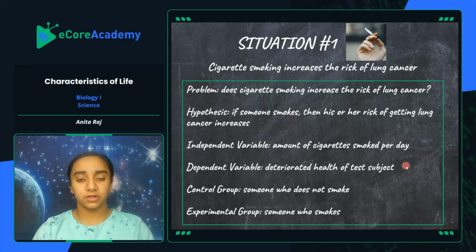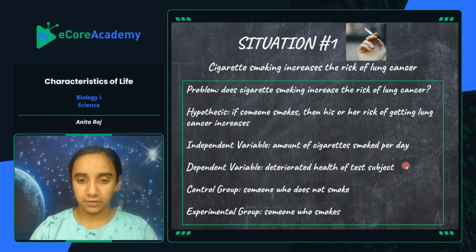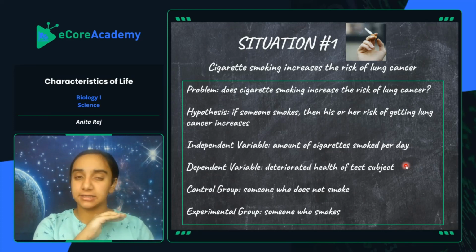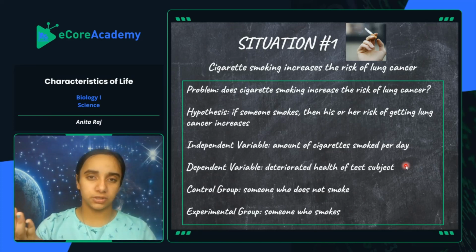Then let's identify the control group and the experimental group. Remember, the control group is the group that does not get the experimental factor. Remember, the experimental factor is the independent variable. So the control group is going to be treated as naturally as possible. They are used as a basis of comparison by the end of the experiment. So the control group is not going to change. You can think of them as the normal population of people who don't smoke cigarettes.